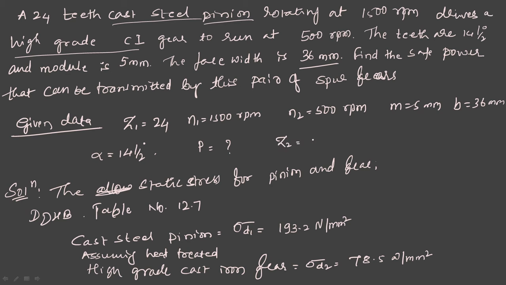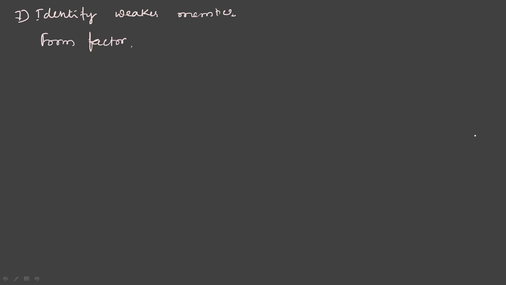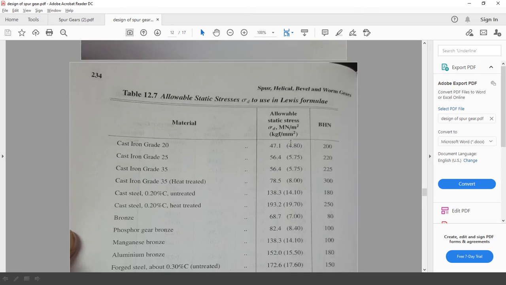Z2 equal to Z1 into N1 by N2. Z1 is 24, 1500 divided by 500. You are going to get 72 teeth here. Z2 equal to 72 teeth. Now the form factor for the pinion is equal to y1. It is a 14.5 degree profile.